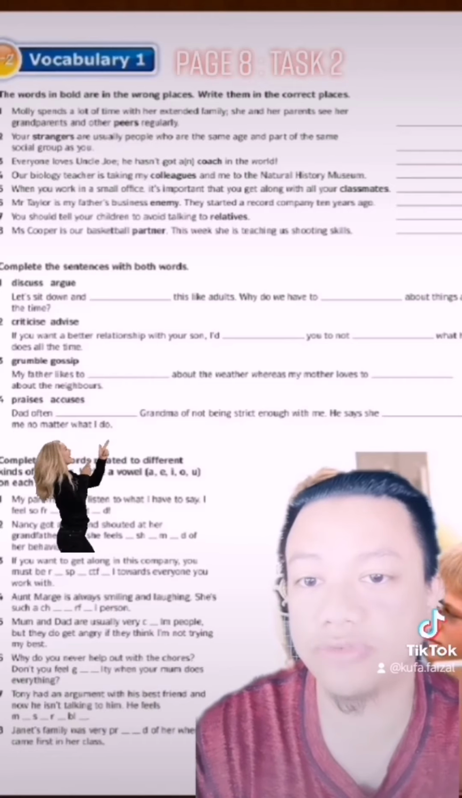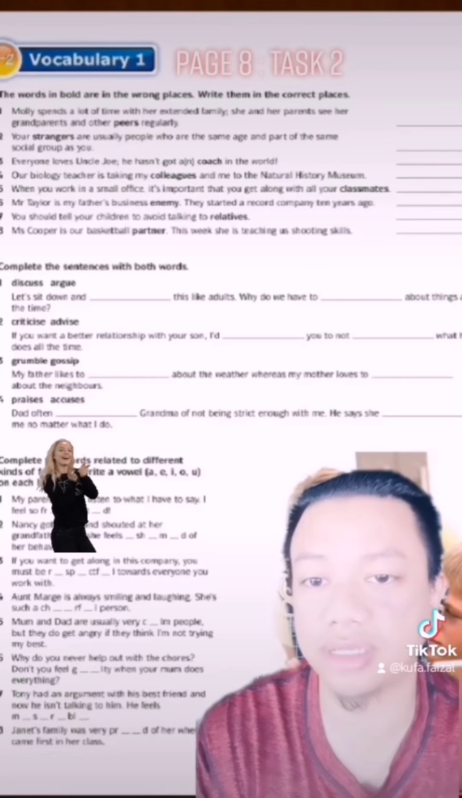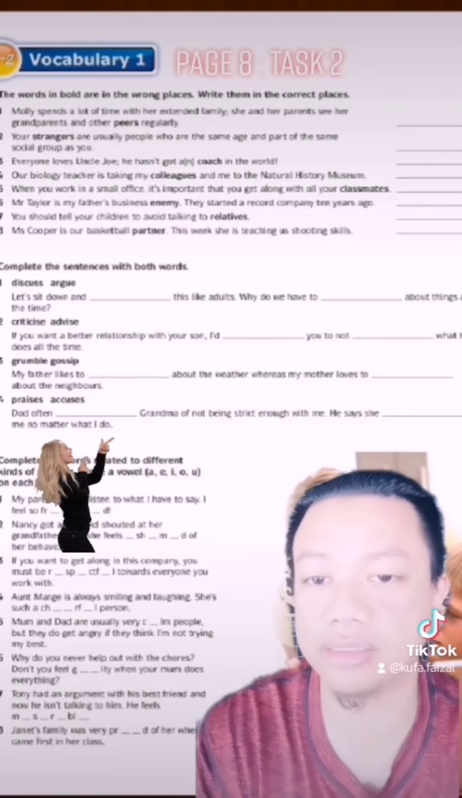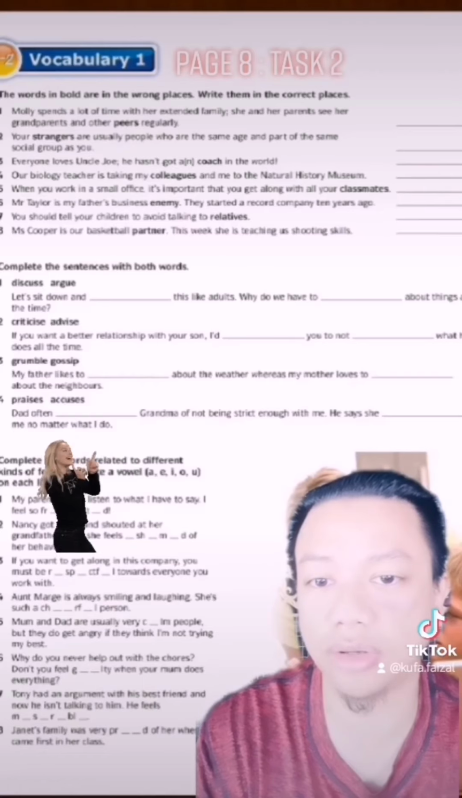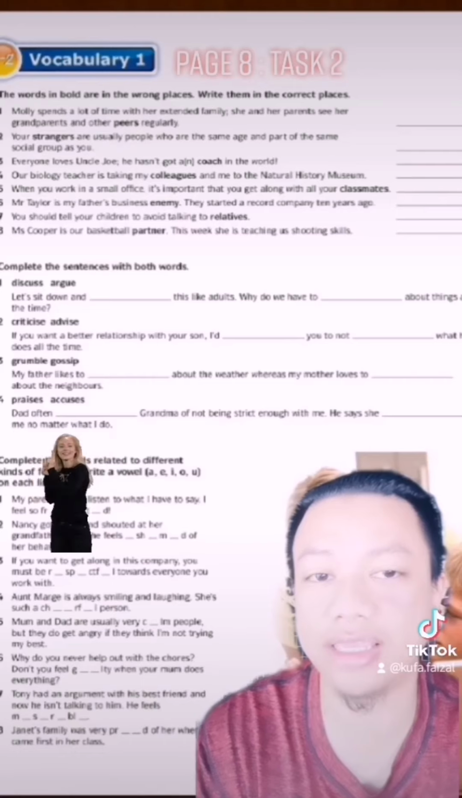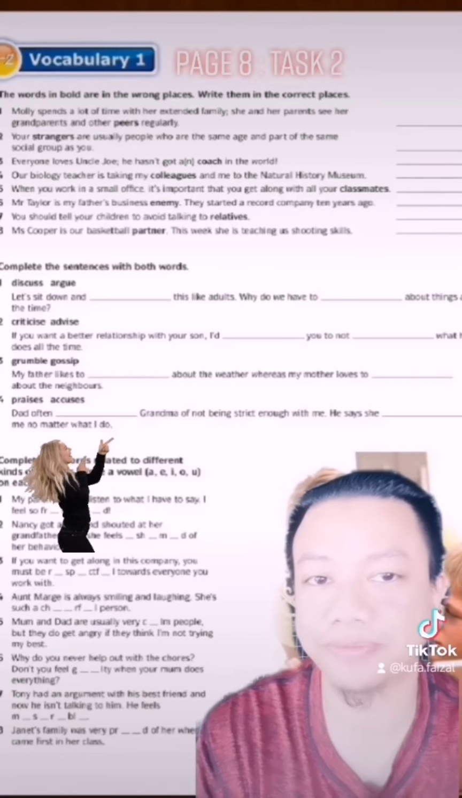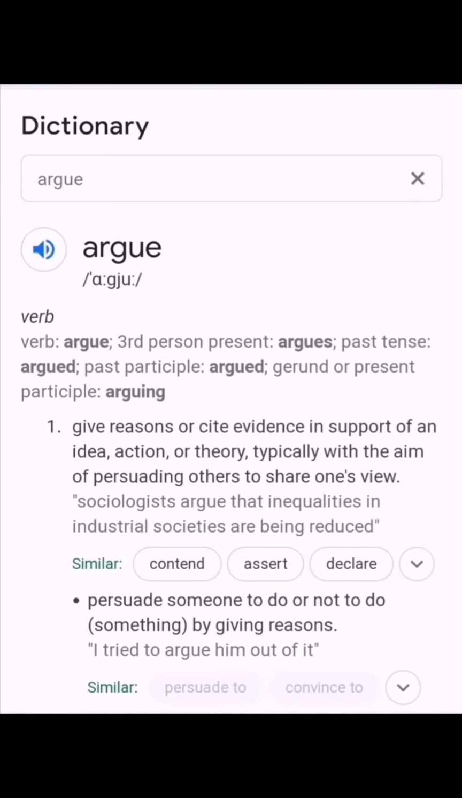So the first sentence you have discuss and argue. The second sentence you have criticize and advise. The third sentence you have grumble and gossip. And the fourth sentence is praises and accuses. Okay, so the first word that we will discuss for today is argue.